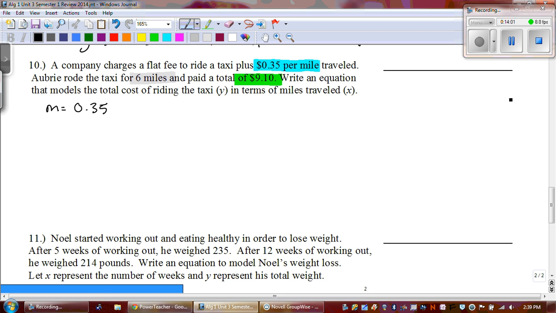Now, they gave you another point, because there are two numbers there, 6 miles and 9.10. So we need to know an x and a y. And they tell you right here that x is your miles and y is the cost. Okay? So that's where we're going to get these numbers from, 6 and 9.10. So we've got a point and a slope. We just use the point slope formula.